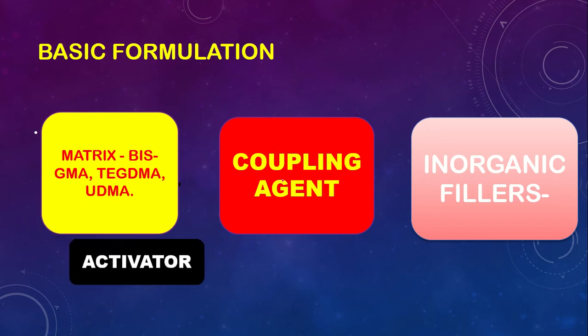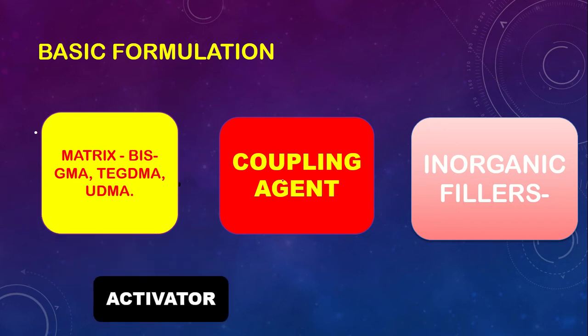Apart from this, we have activators. In the visible light activator system, it consists of a single paste which has camphorquinone and a tertiary amine, that is dimethylaminoethyl methacrylate. And when the camphorquinone combines with the DMAEMA, it forms a complex, breaks down and releases the free radical. So in this way, in the light cure activator system, the free radical is generated.